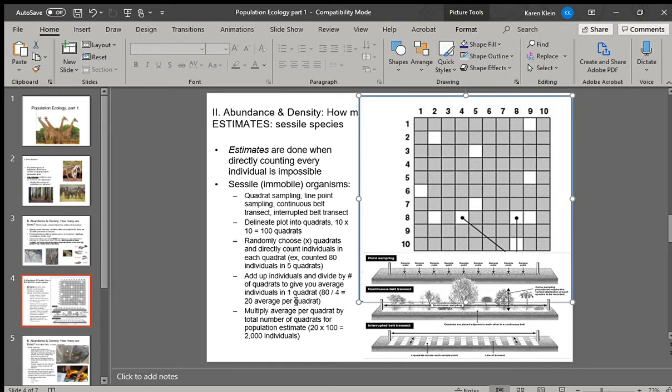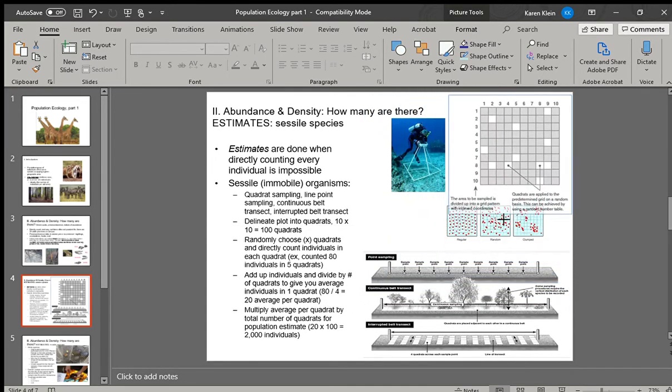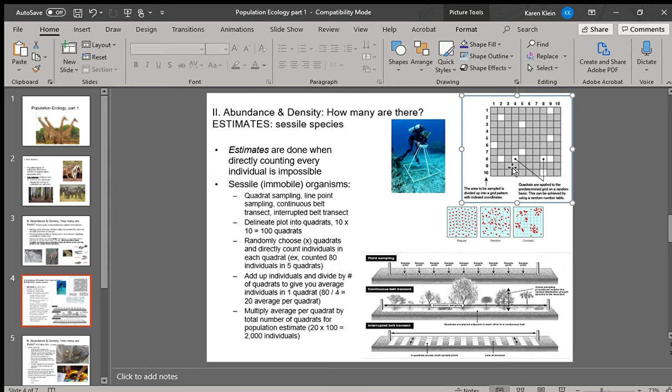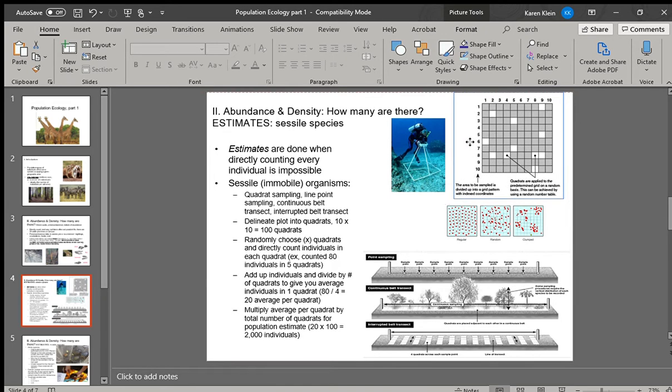And then what you do is you multiply, and what we have here, again, these numbers aren't agreeing with one another, but if you average out that there are 20 dandelions per quadrat, you multiply that by 100 total quadrats in the entire plot, and it gives you 2,000 individuals, an estimate of 2,000 individuals in that particular plot.